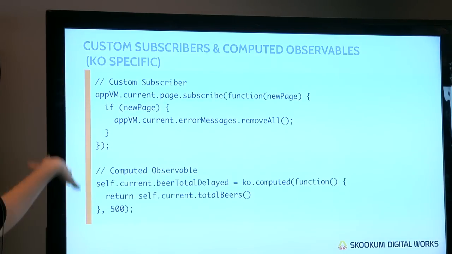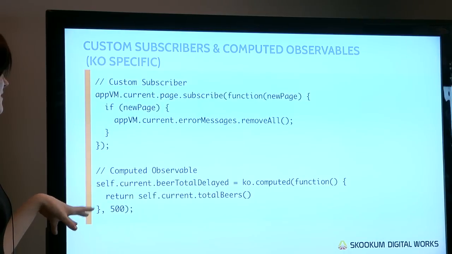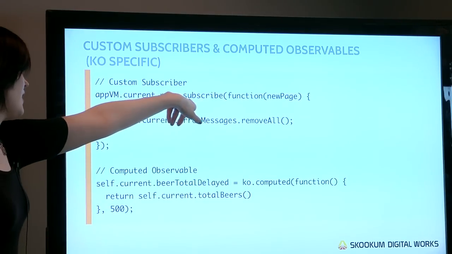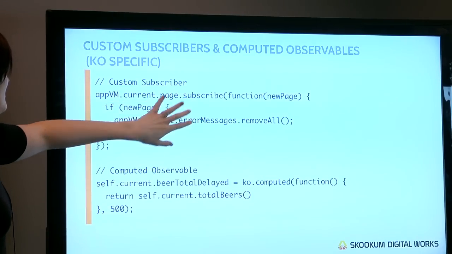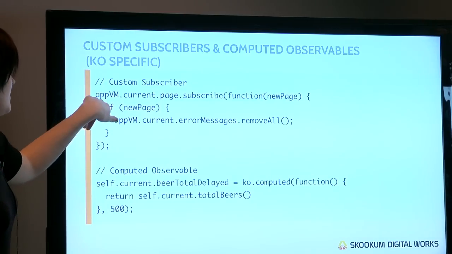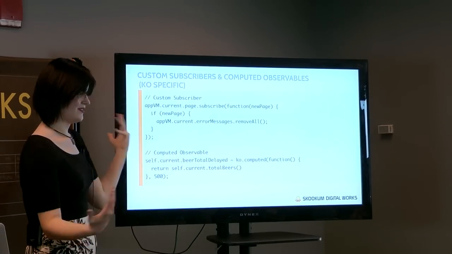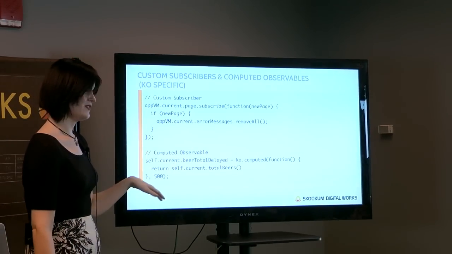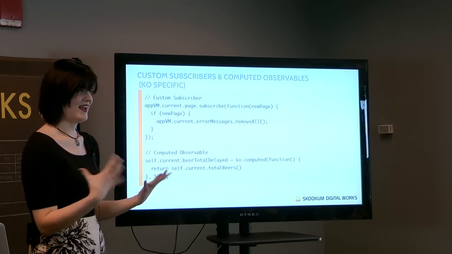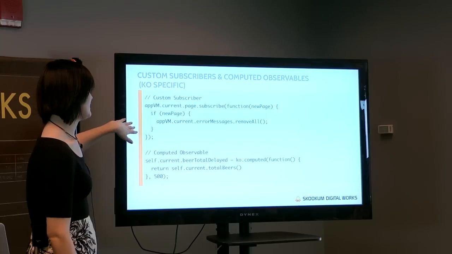So these are Knockout specific examples, but here's some cool stuff you can do if you want to know if an observable changes. You can actually subscribe to it and then do something when it changes. So here I'm subscribing to my page observable. Every time I go to a new page, regardless of what page it is, I want to clear out my error messages, so I don't have old error messages hanging around on subsequent pages. So this is just a really easy way to do that.